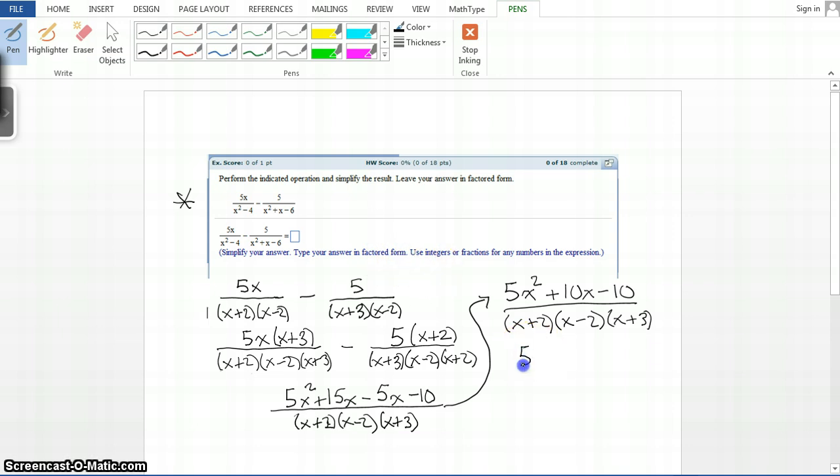Alright, in the numerator we can pull a 5 out. So let's do x squared plus 2x minus 2. That won't factor anymore. And that denominator, leave it in factored form just like that. Alright, and that's the answer you would type in.